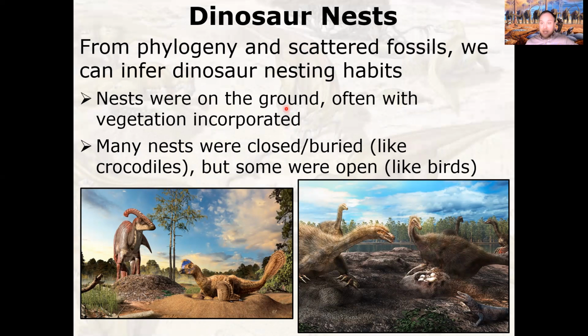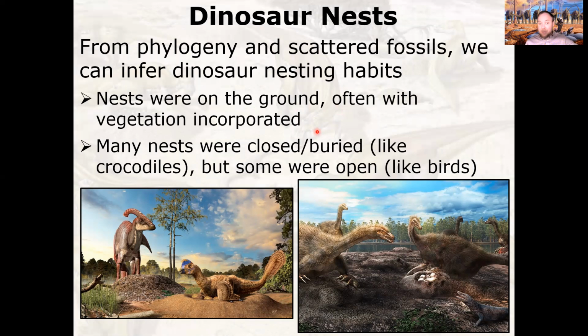So the nests were on the ground. Today, when you think about a nest, it very often conjures a picture of a bird nest, and you usually think of it up in a tree. Now, obviously not all birds nest in trees. There's a lot of ground nesting birds. There's a lot of cliff nesting birds. There's a lot of birds that don't make their nests in trees. But that's what we tend to think about. Dinosaurs did not make their nests in trees, at least as far as we know. Maybe some of the smaller species possibly did, but probably not, and we don't have any evidence of that. So they were almost certainly on the ground, often with some vegetation incorporated.